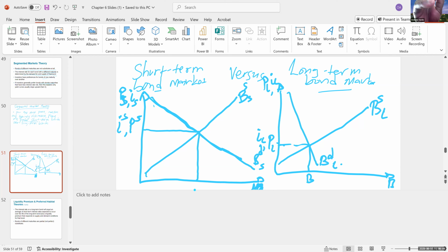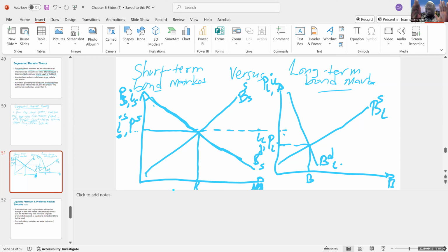a short-term bond. And as we said before, if you draw a line across here, you can see that the price of a short-term bond is going to be above the price of a long-term bond, meaning that the interest rate on a short-term bond is going to be lower than the interest rate on a long-term bond, because we read interest rate and price in opposite directions.